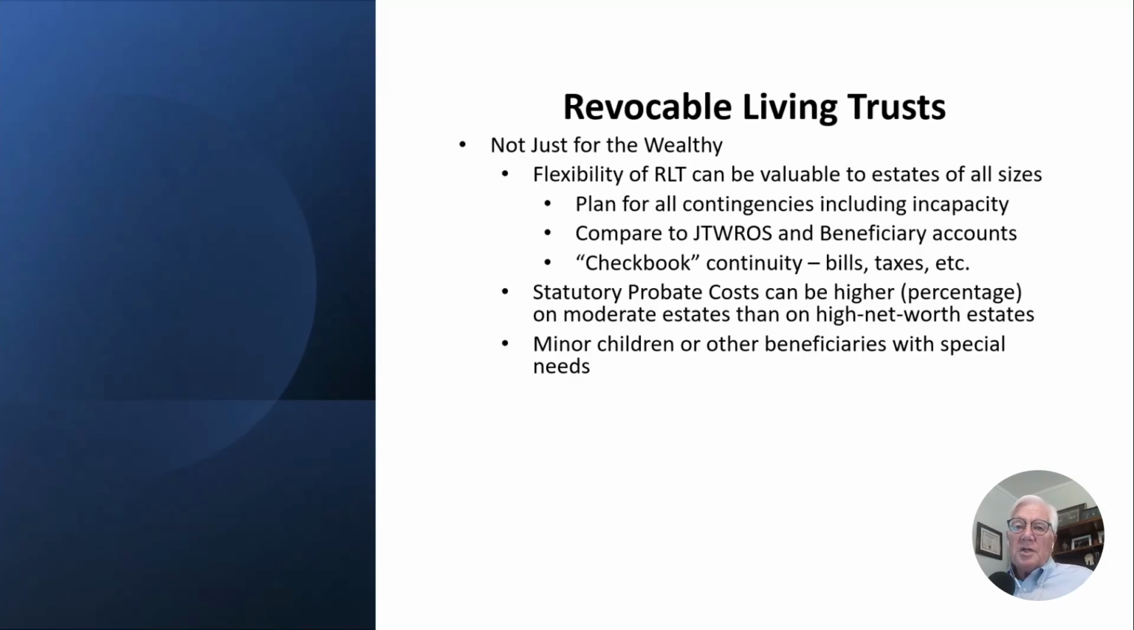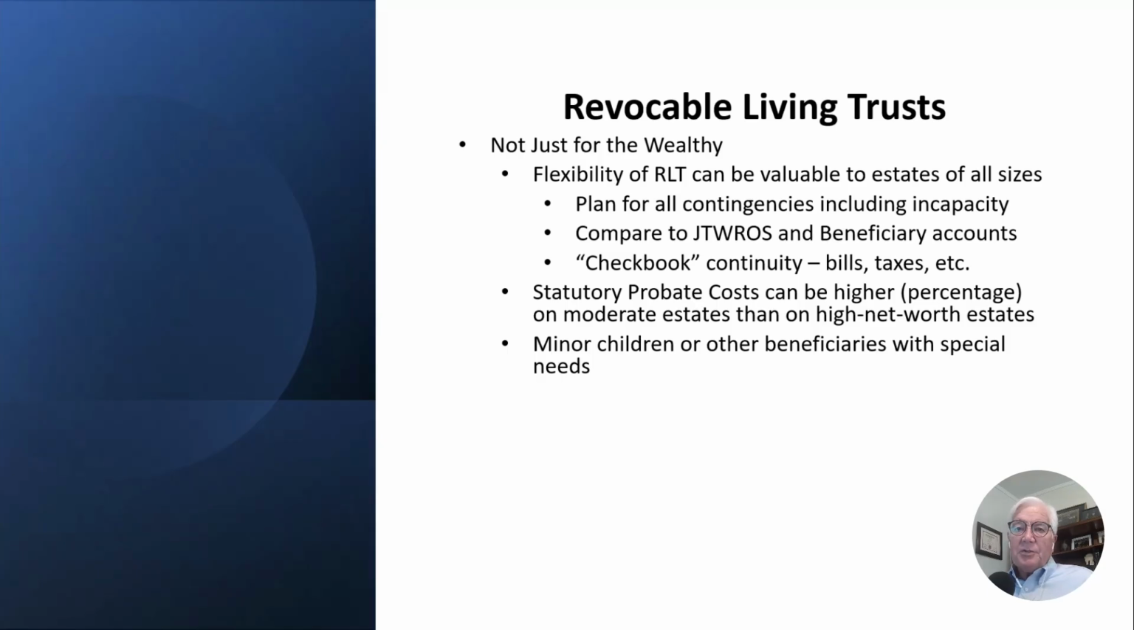So who controls an asset when the creator is unable to do so by reason of incapacity? We're generally talking about mental incapacity here, but it could be physical incapacity as well if someone doesn't have the ability to sign documents and make decisions. So you need somebody else to step in, and the revocable living trust automatically does that. So it's very similar to a power of attorney.